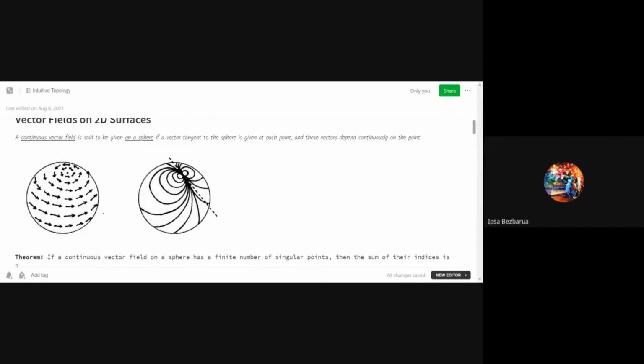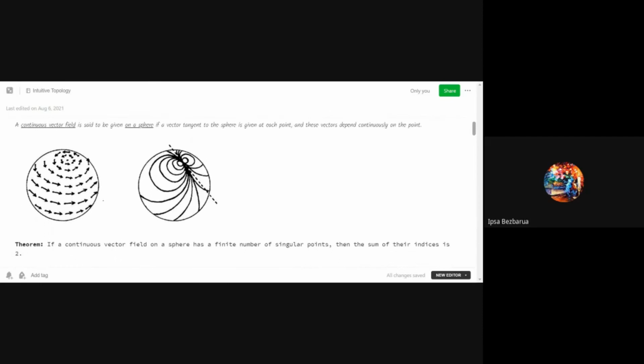Which leads us to the question: can we draw a vector field on a sphere with a finite number of singular points such that the sum of the indices of these singular points is not equal to 2? It turns out no, we'll always have the sum of indices being equal to 2.